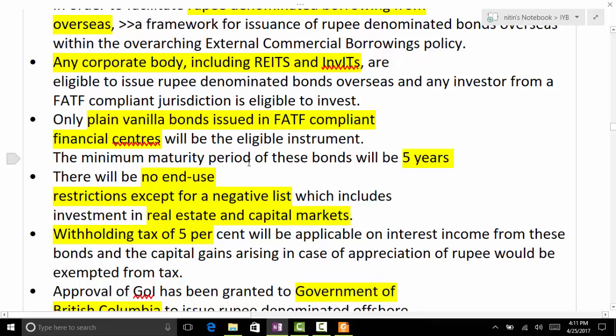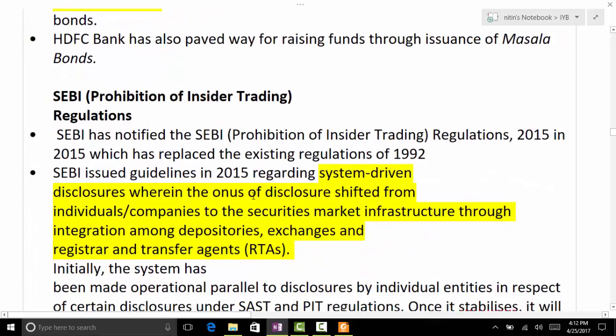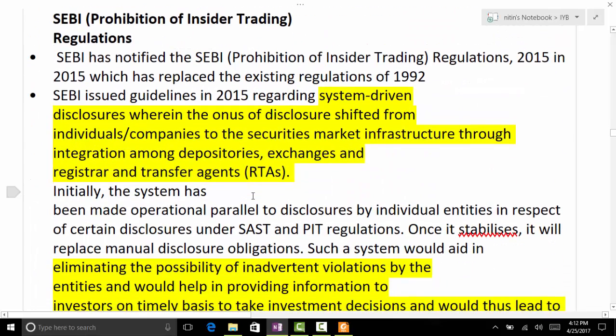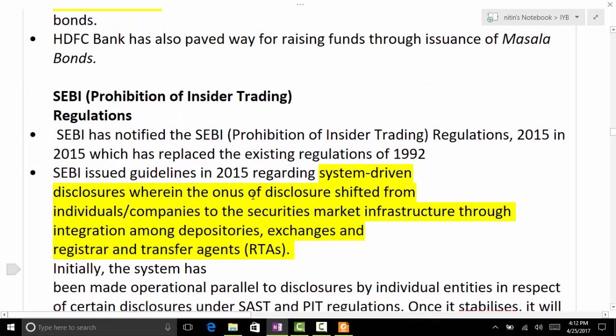Vanilla is the most simplistic. For example, masala is exotic. These are different, more complex instruments. Any instrument you are buying, any share you are buying, is simply plain vanilla. It is a term used to describe any tradable asset or financial instrument in the financial world that is the simplest, most standard version of that asset. Right, good. Now we come to the next one.